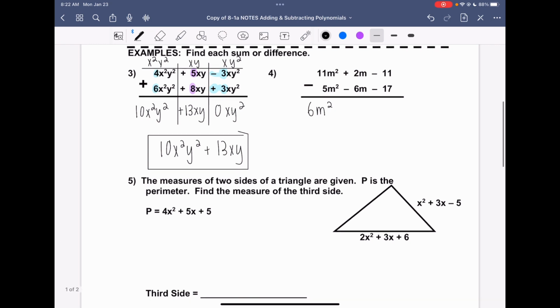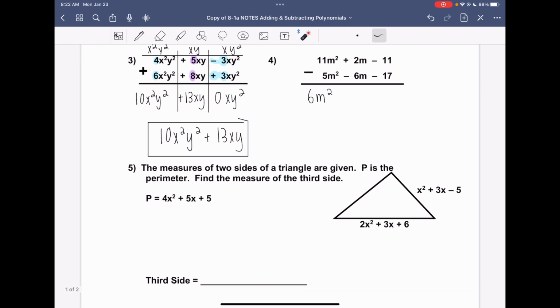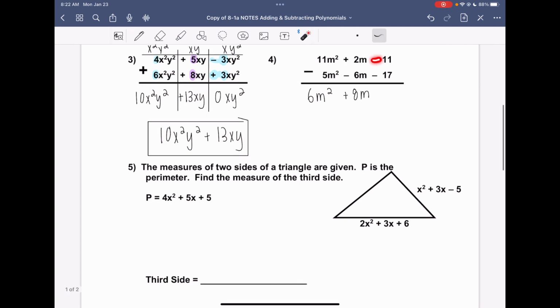All right, and then we're looking at our m's now. So we have 2 minus a negative 6. Remember, take your sign in front. So it's a positive 2 minus a negative 6, which will get us a positive 8m. And then we have a negative 11 minus a negative 17, which will get us a positive 6. And that is your answer.